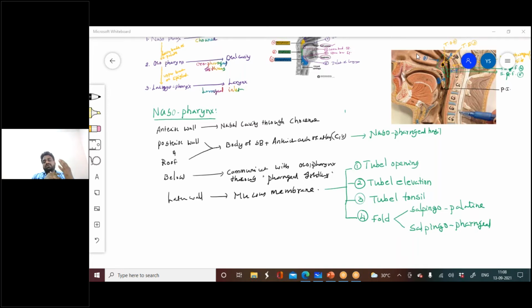In the nasopharynx lateral wall we saw one main feature. Likewise in the lateral wall of the oropharynx there is one main feature, and in the lateral wall of the laryngopharynx also one main feature. What are they? At the lateral wall of the nasopharynx we can see the tubal opening, tubal elevation, tubal tonsil. These three are important. Similarly, in the lateral wall of the oropharynx, what have we seen?